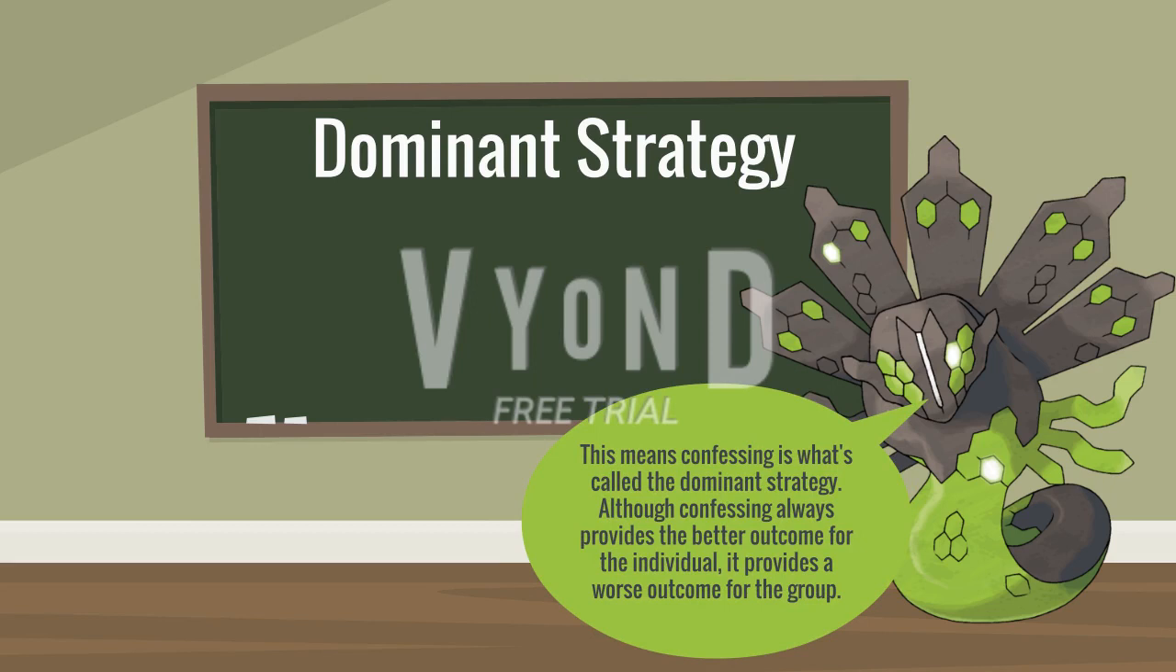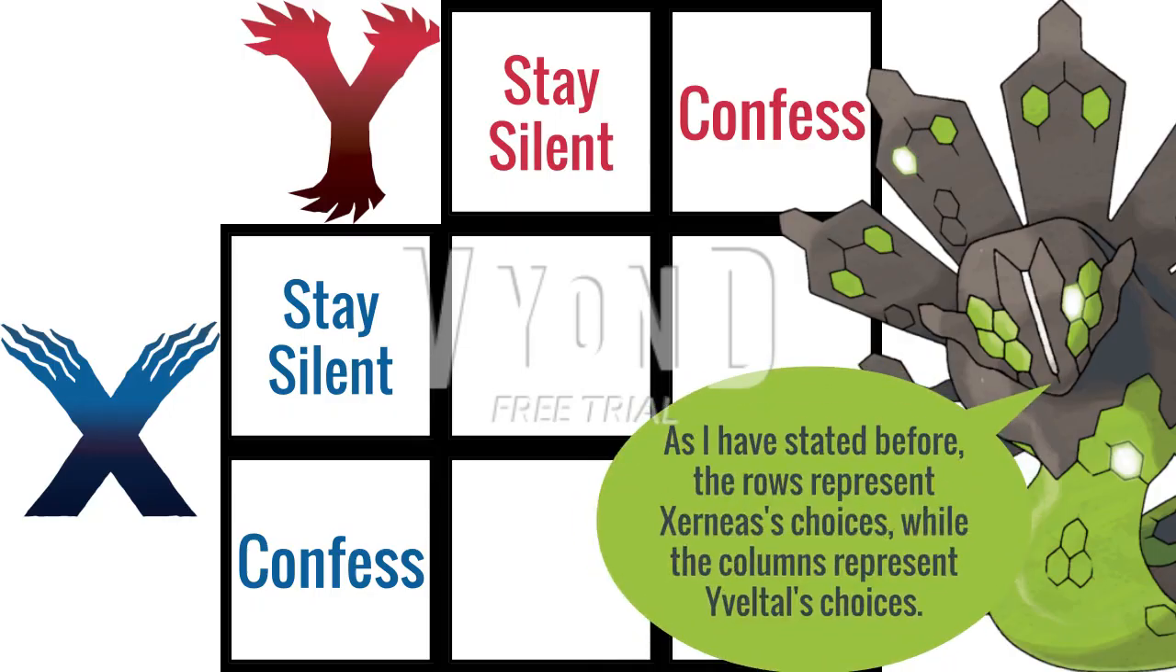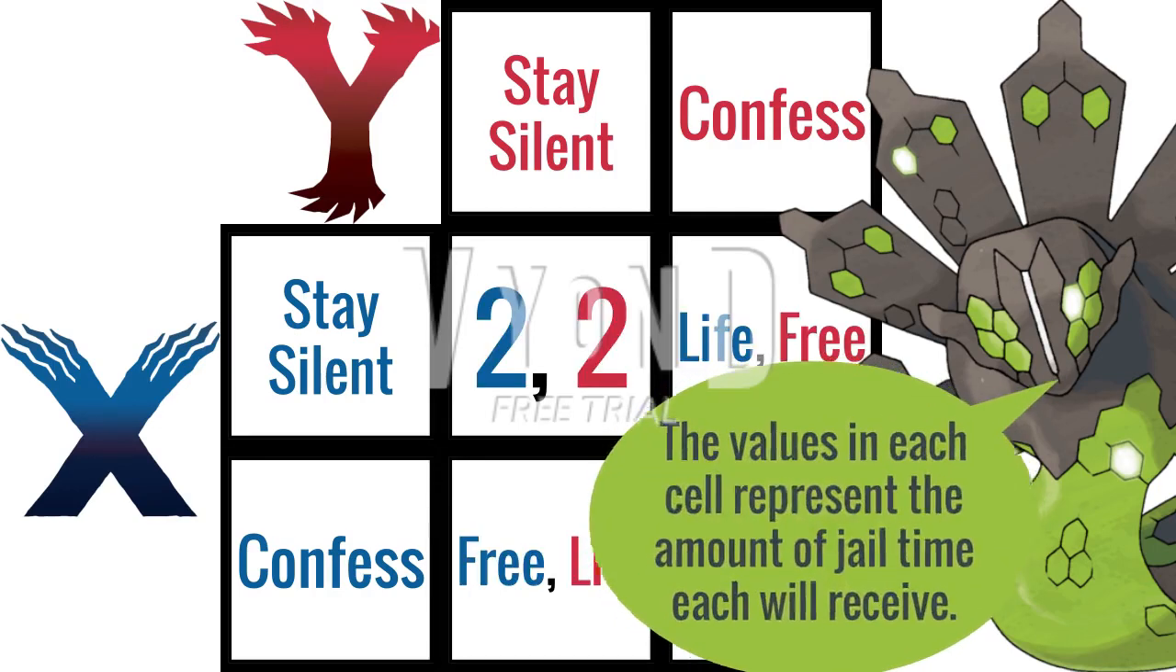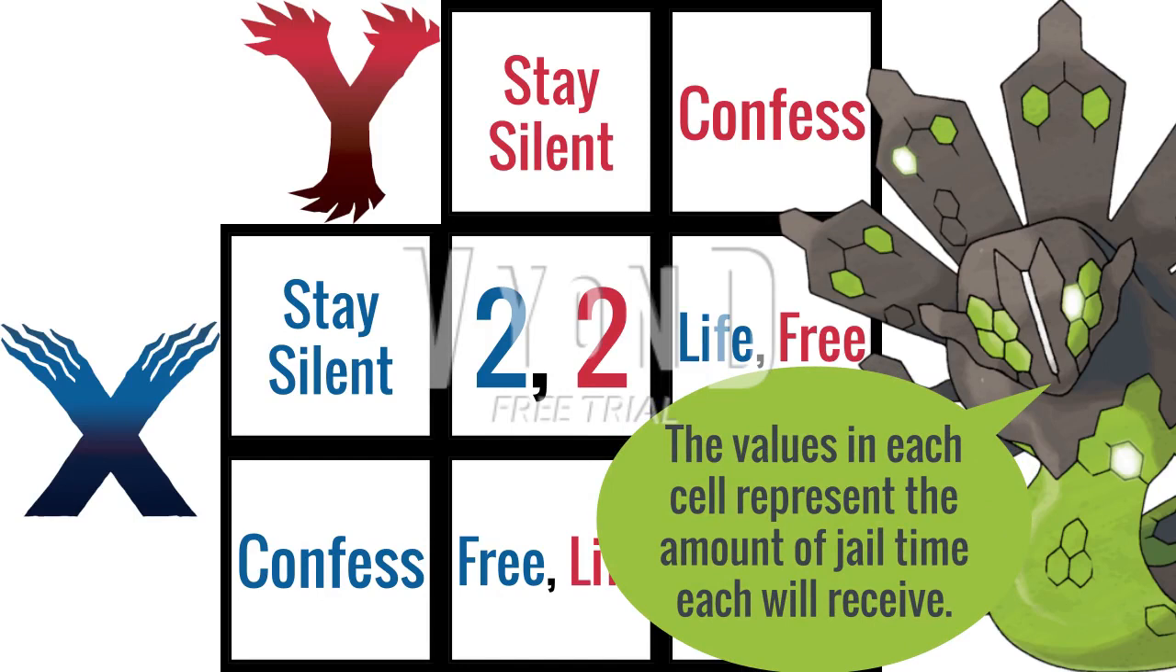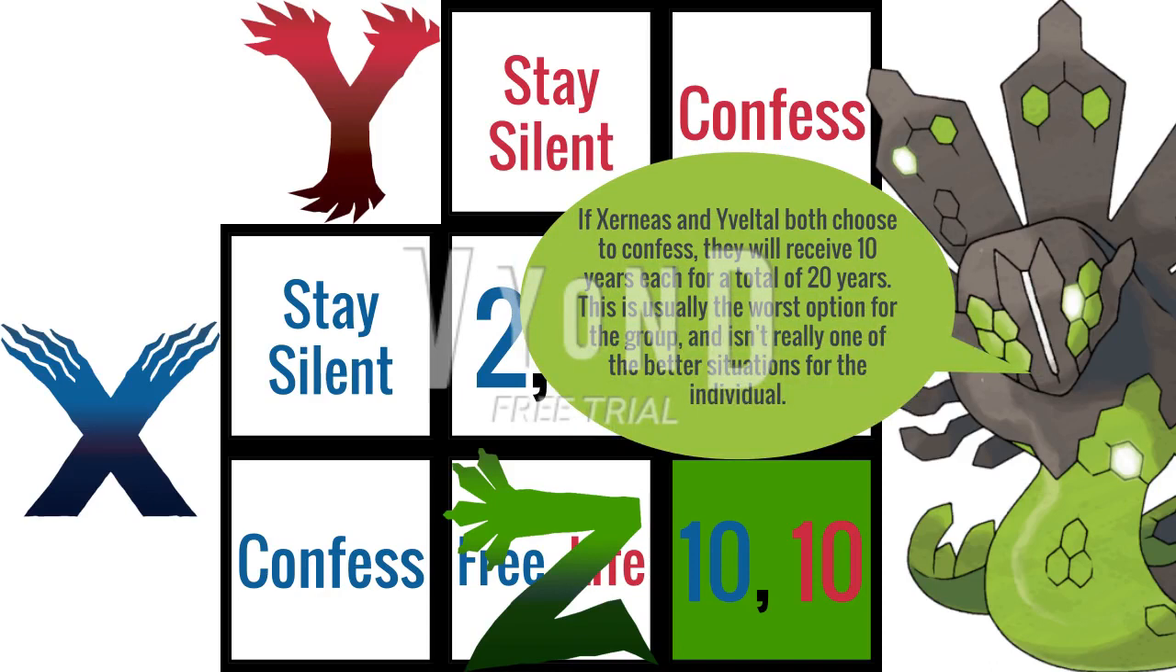Although confessing always provides the better outcome for the individual, it provides a worse outcome for the group. As I have stated before, the rows represent Xerneas's choices, while the columns represent Yveltal's choices. The values in each cell represent the amount of jail time each will receive. If Xerneas and Yveltal both choose to confess, they will receive 10 years each for a total of 20 years. This is usually the worst option for the group, and isn't really one of the better situations for the individual.